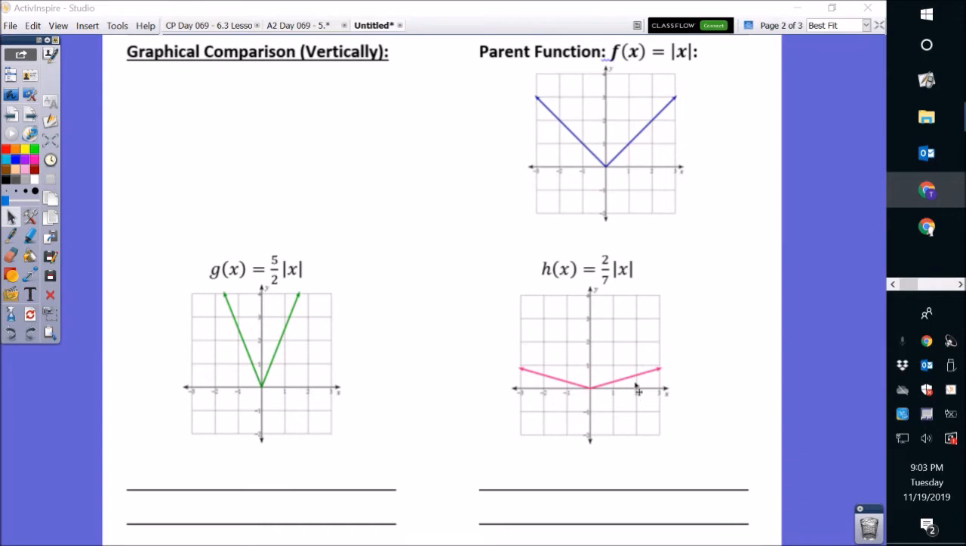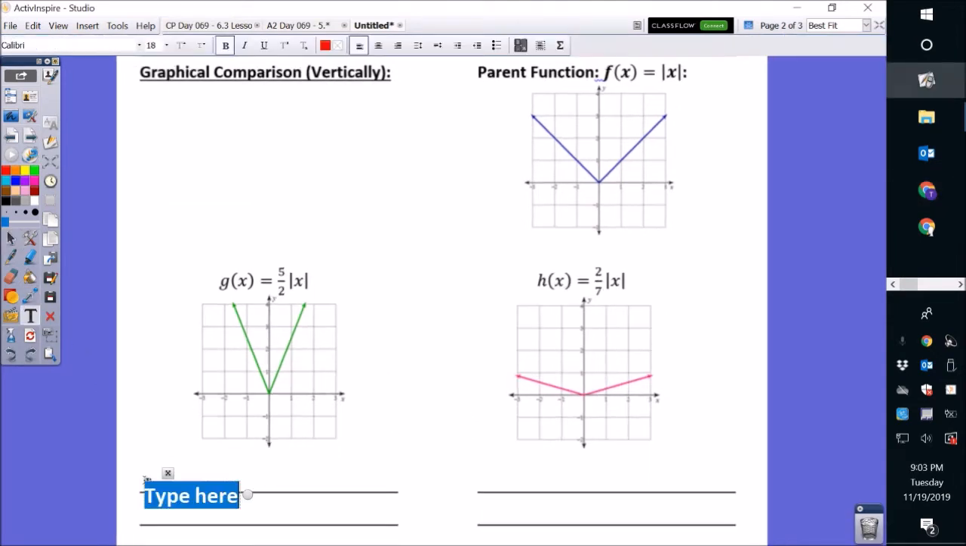If we compare it to the parent function in terms of the x-axis, you can see that the graph vertically compressed towards the x-axis, or in layman's terms, you could also say vertically shrunk towards the x-axis. So now you can see the difference between vertical stretch and vertical compress.